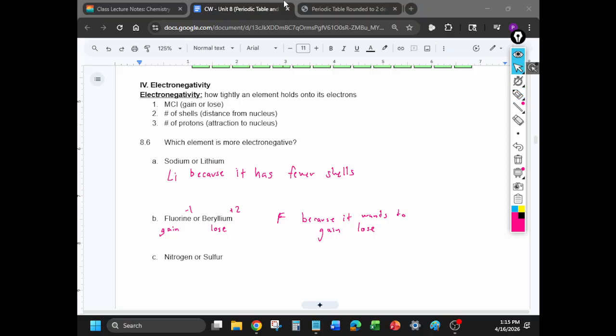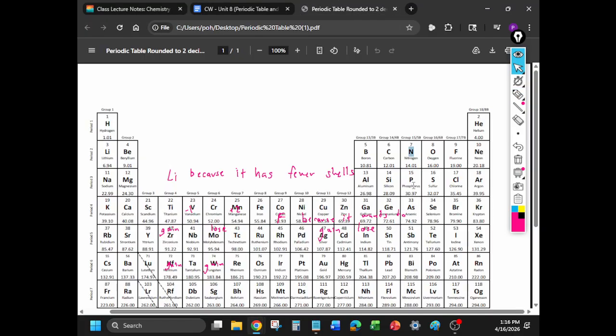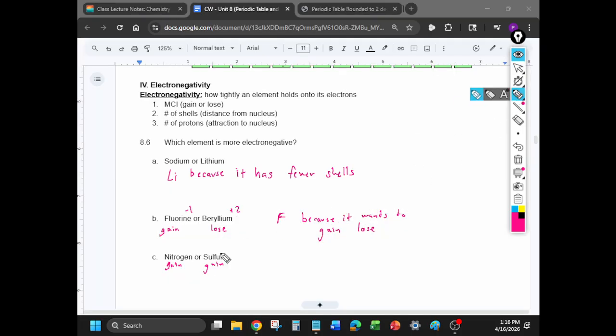All right, next one is nitrogen and sulfur. For this one, they both want to gain electrons, so we have to move on to the shells. If you look at nitrogen, how many shells does it have? 2, yeah. Nitrogen is in the second row. How many does sulfur have? 3. So which one is more electronegative? Nitrogen is more electronegative. Same reason, it has fewer shells.